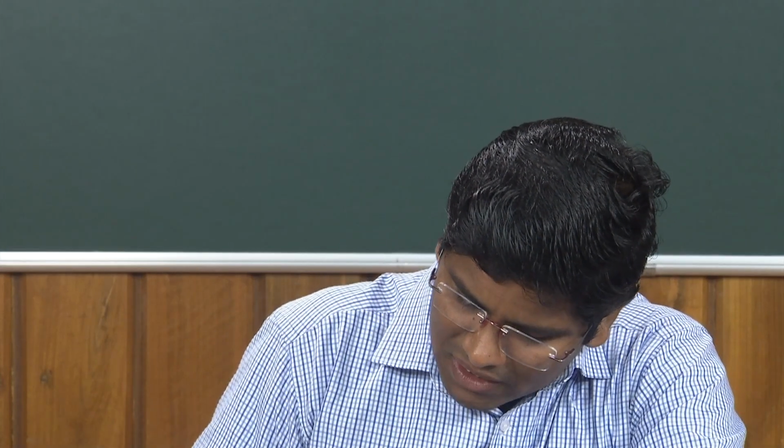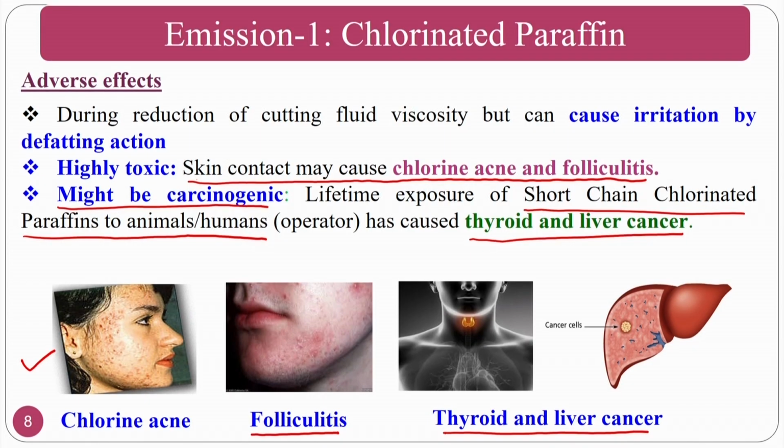It might also be carcinogenic. Lifetime exposure of short chain chlorinated paraffins to animals or humans causes thyroid and liver cancers. Thyroid and liver cancers will also come into the picture if short chain chlorinated paraffins are exposed to for a long time.